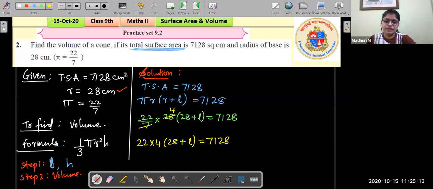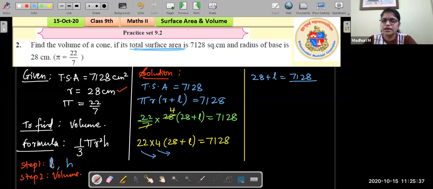So we are just moving this 22 and 4 to the other side. This will be 28 plus L equals 7128 divided by 22 into 4, right? And now we need to simplify this. So how do we simplify that? You can simply use the table of 4 or 2, whatever is comfortable for you, right?